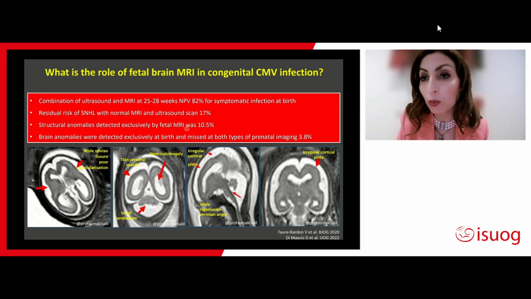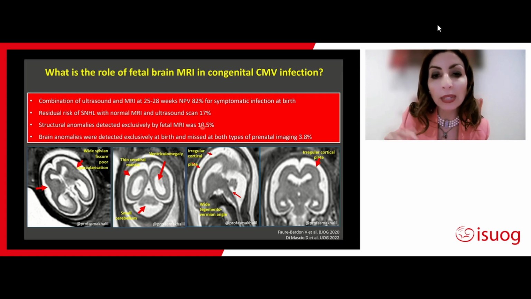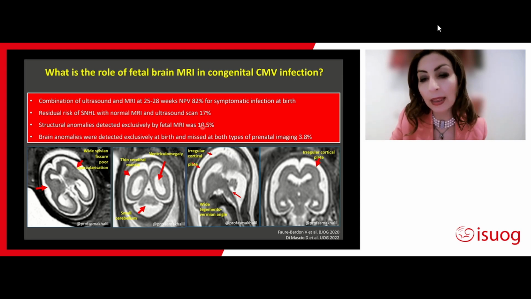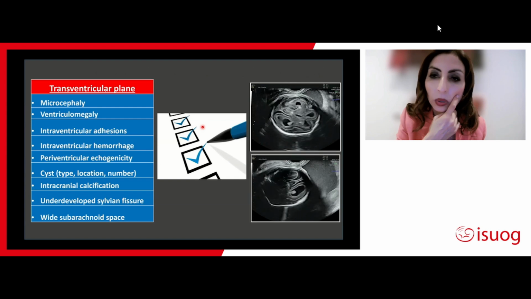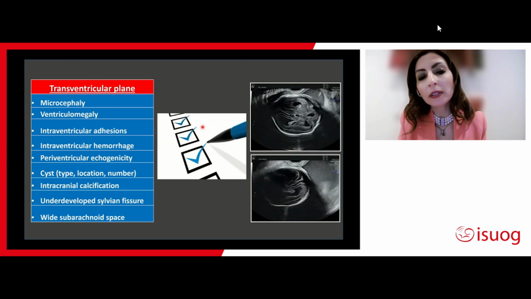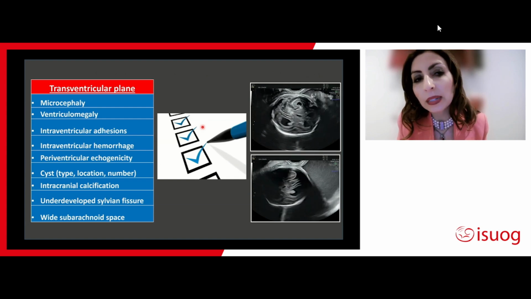That's about 10% of the cases. And still there are some brain anomalies that are only diagnosed at birth or postnatally, even with normal prenatal imaging. And we have to obviously be careful and warn the parents about this risk. What I would propose is to actually have this checklist approach.